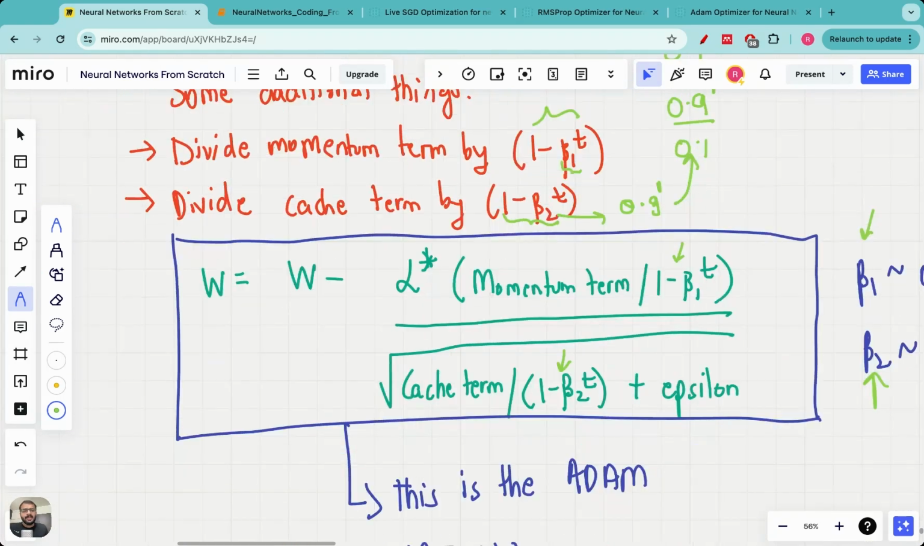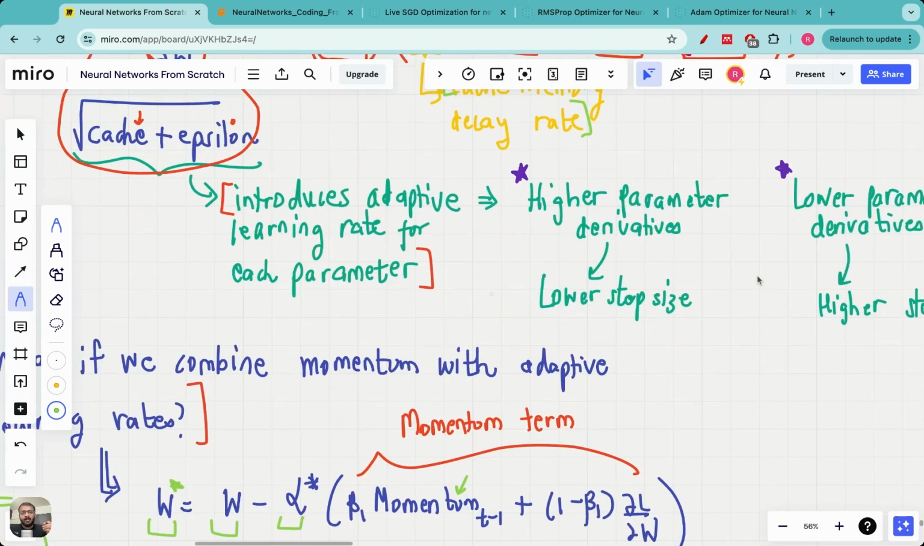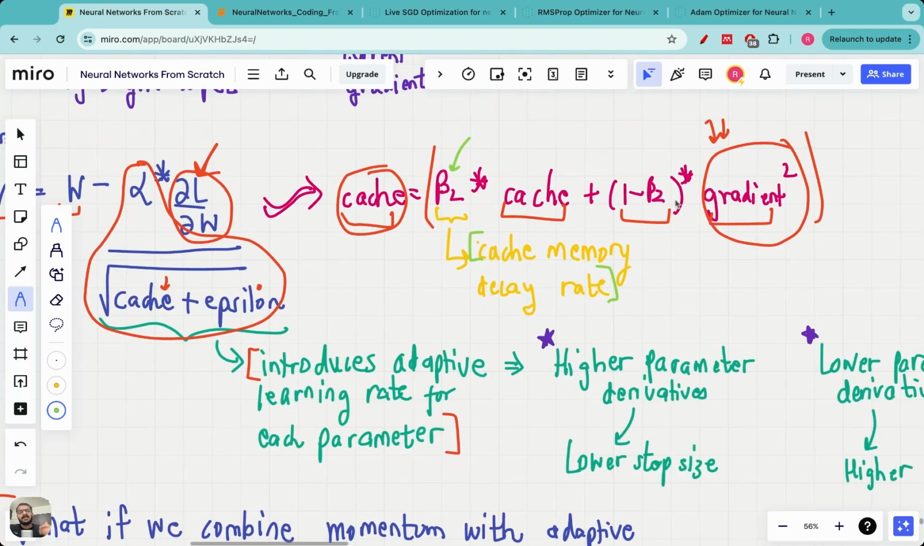Generally in practice, beta 1 is taken to be around 0.9, and beta 2 is taken to be around 0.999. Imagine this, beta 2 is 0.999, which means that when we calculate the cache term, we give tremendous amount of importance to the past gradients. So let's say if I am at a current iteration of a parameter and its past gradients are very high, even if its current gradient is low, I am going to use a small step size because I will give so much importance to the past gradients.